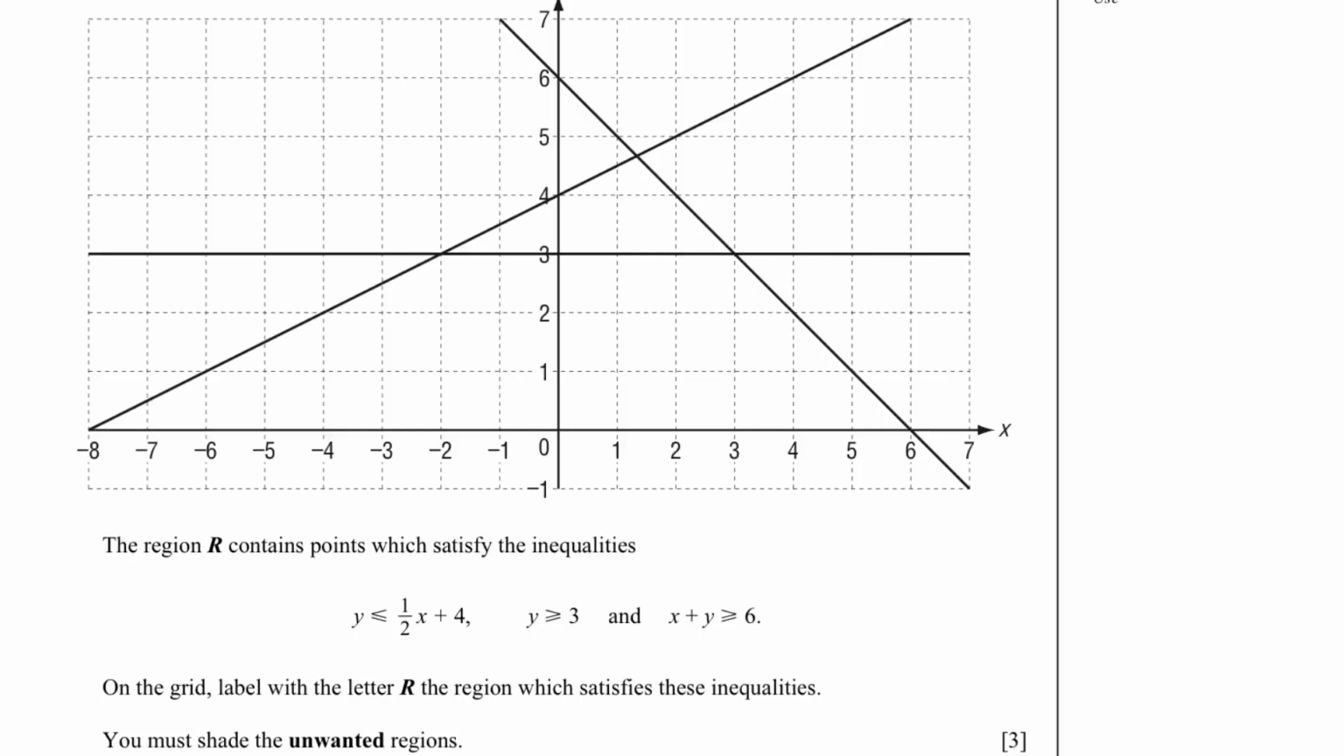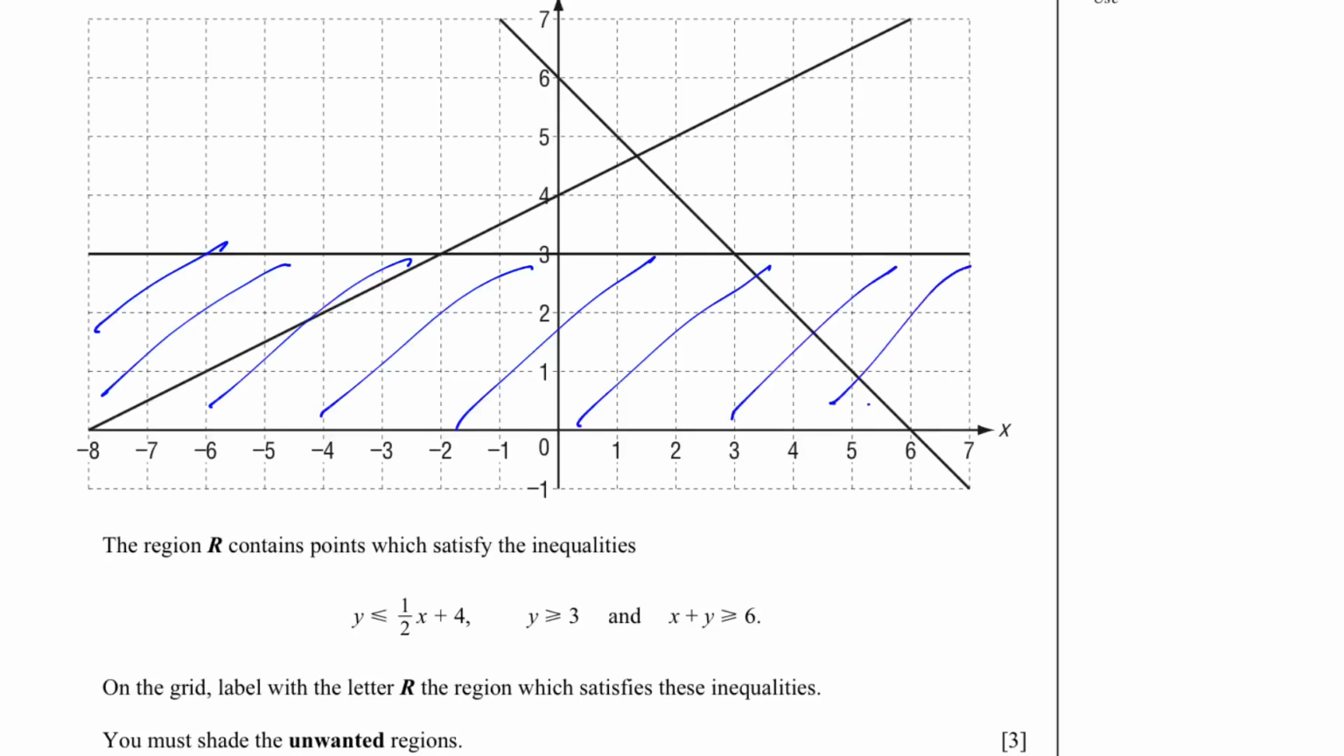Okay, so the next question is an inequality question, and we have been given 3 equations, and on the grid we have to label with the letter R the region which satisfies these inequalities. We must shade the unwanted regions. We will start with y is more than or equal to 3. Y is equal to 3 is here. More than is here, 4, 5, 6, 7 is more than. So less than is the down part. We'll shade that because we want to shade the unwanted part.